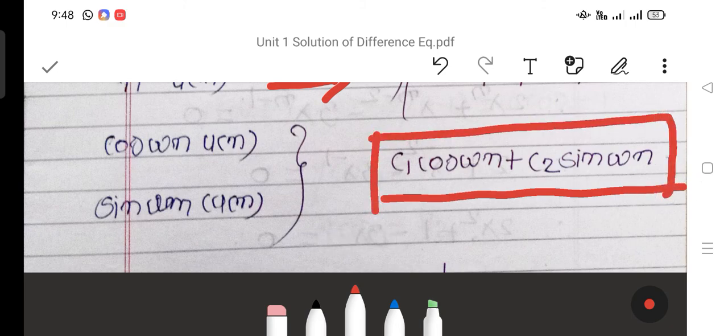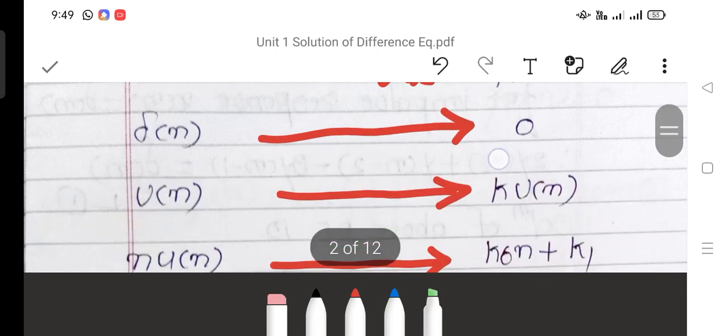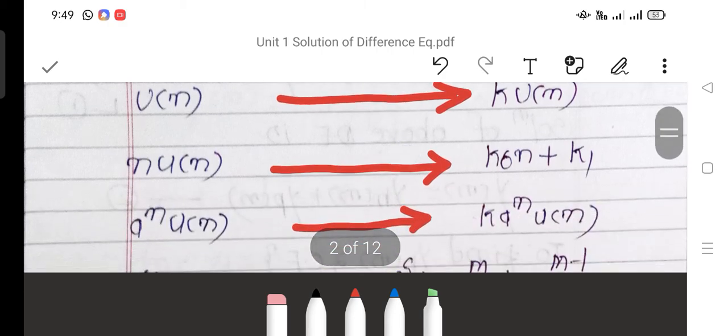Okay, so c1 cos of omega n plus c2 sine of omega n. So we have to use this table again. We will see this table one more time. See here, if the RHS is del of n, then the PI will be 0. If RHS is unit step sequence, then it is k into u of n. If it is n into u of n, then it is k0 n plus k1.